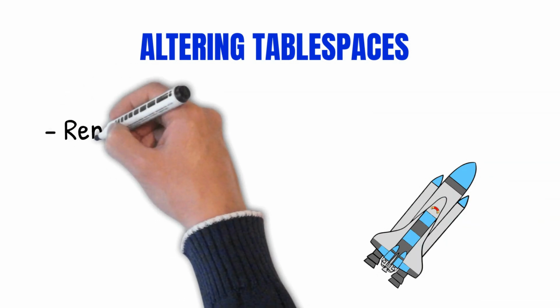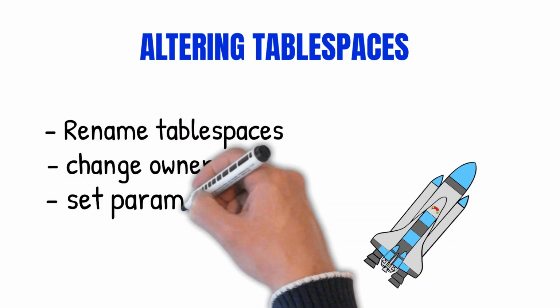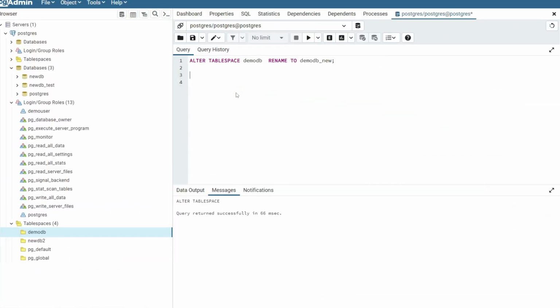In this lecture, you'll learn how to use the PostgreSQL ALTER TABLESPACE statement to rename, change the owner, or set the parameters of a tablespace. Let's say when you were creating your tablespace name, you made an error and you wanted to correct it, or you renamed your database and you want to rename your tablespace to reflect the same as your database name. Now, you don't have to panic.